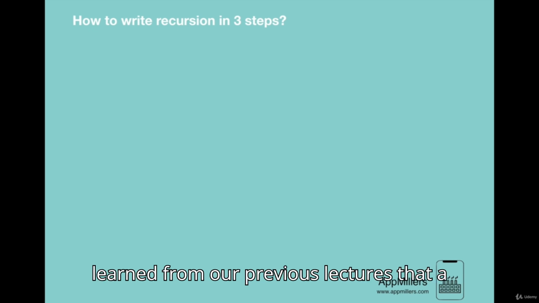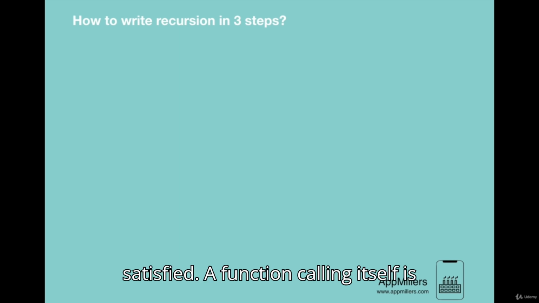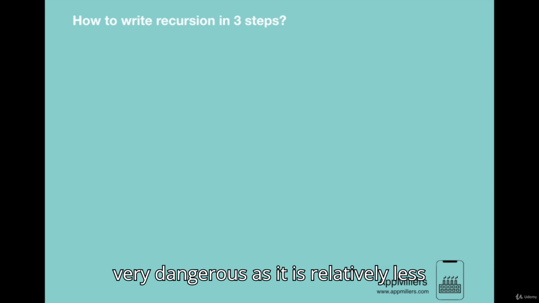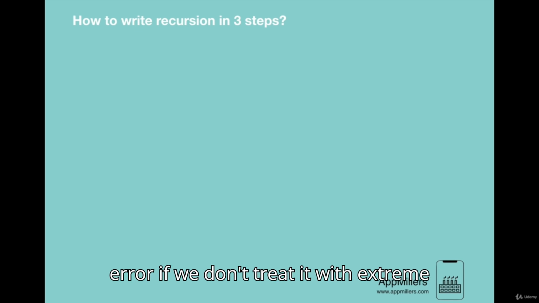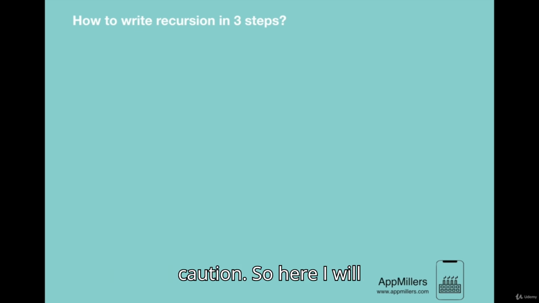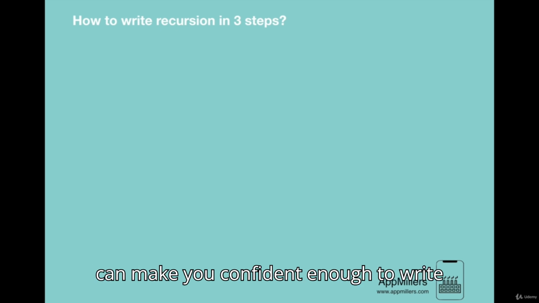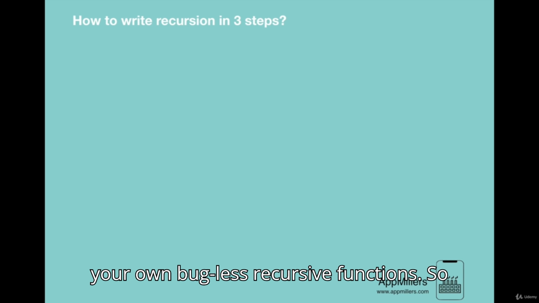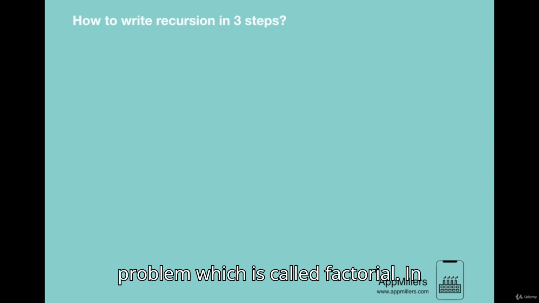We learned from our previous lectures that a recursive function calls itself repeatedly until the base condition is satisfied. A function calling itself is very dangerous, as it is relatively less intuitive and may run into some runtime error if we don't treat it with extreme caution. So here, I will introduce you to a 3-step approach that can make you confident enough to write your own bugless recursive functions. As an example, I will use a mathematical problem which is called factorial.